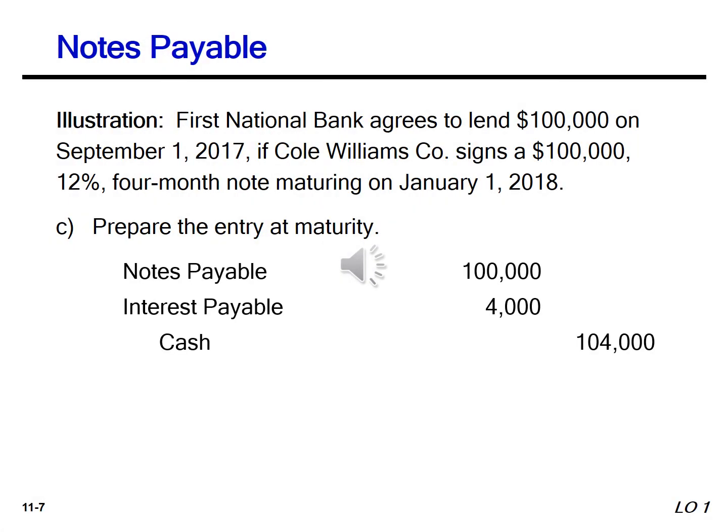And finally, at the maturity date, we're going to record the following entry. We're going to debit notes payable to close its account for 100,000, and we're going to debit interest payable for 4,000 and credit cash $104,000, which is the total of the promissory notes or the notes payable plus the interest that is paid on top of it.